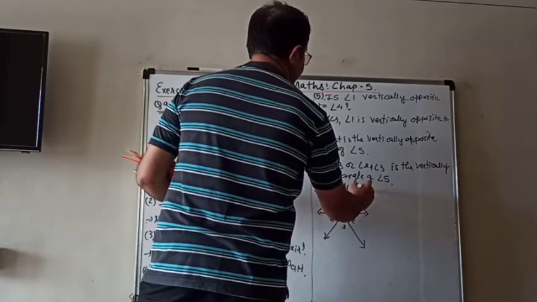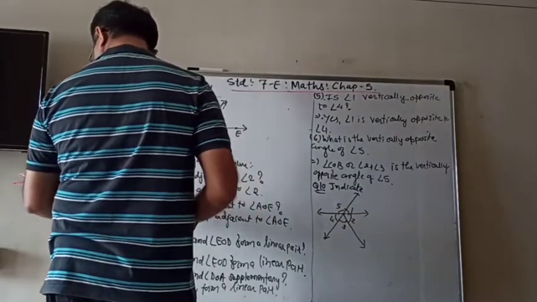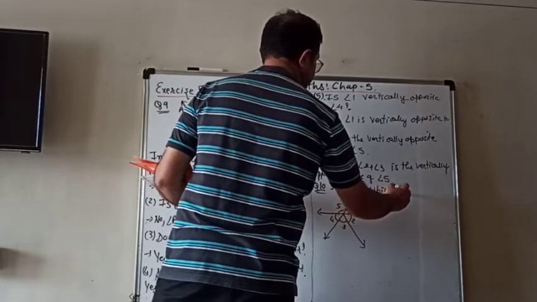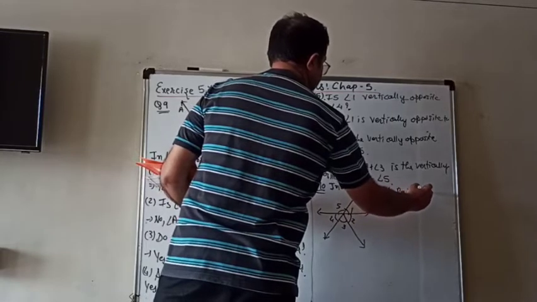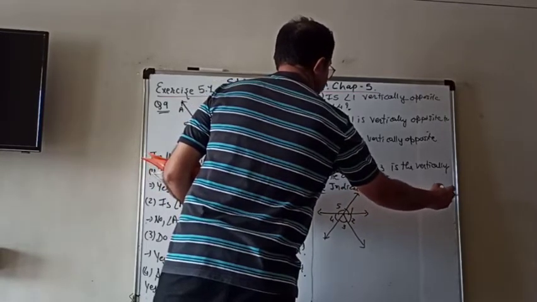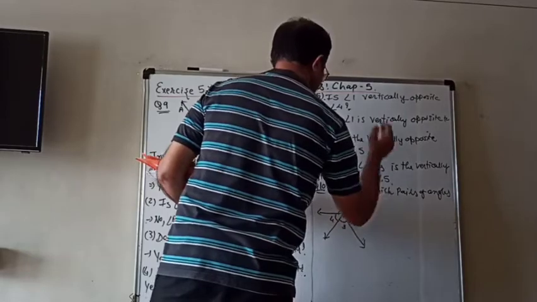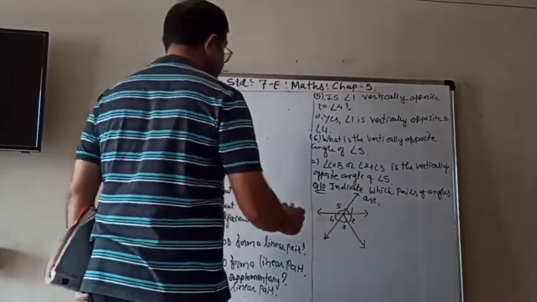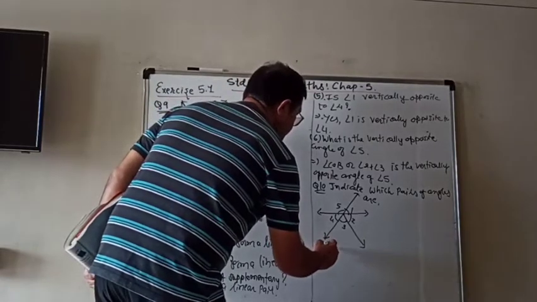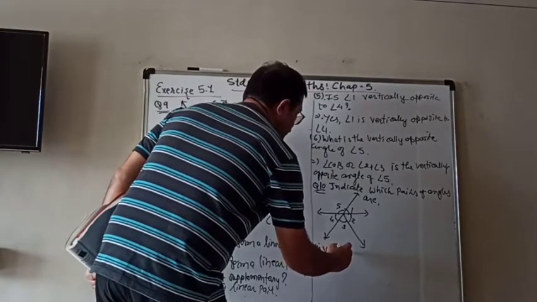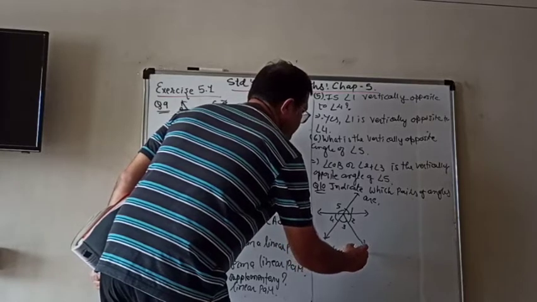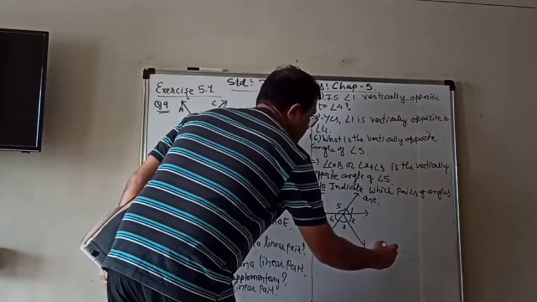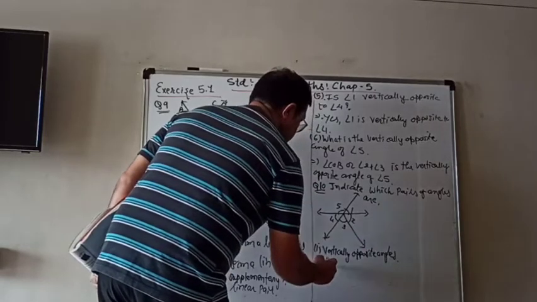Indicate which pairs of angles are, first of all, vertically opposite angles.